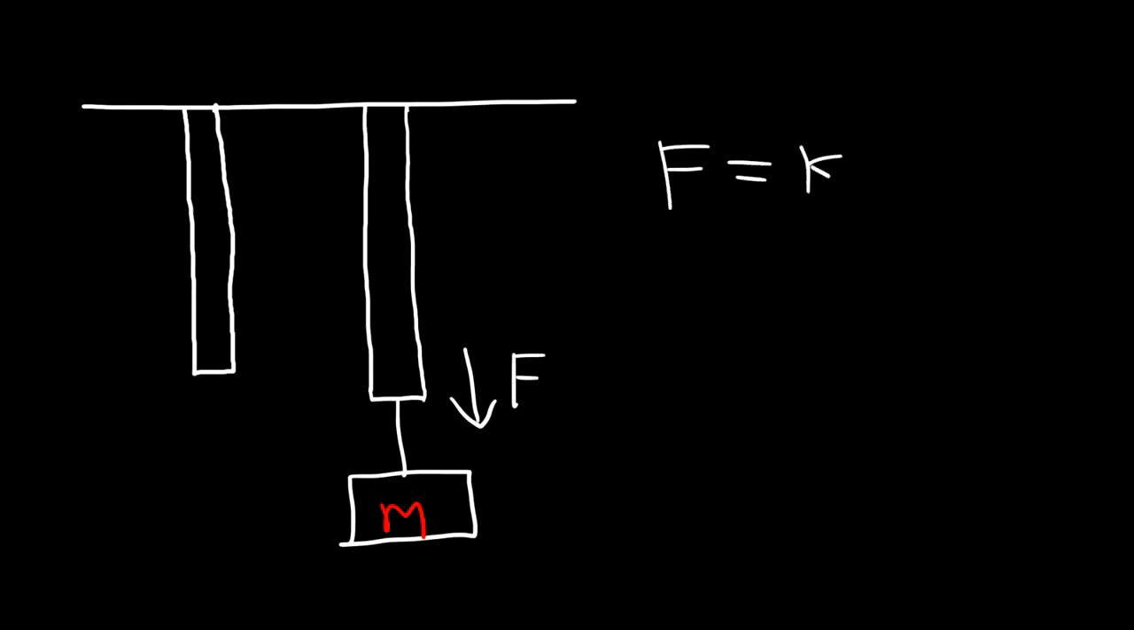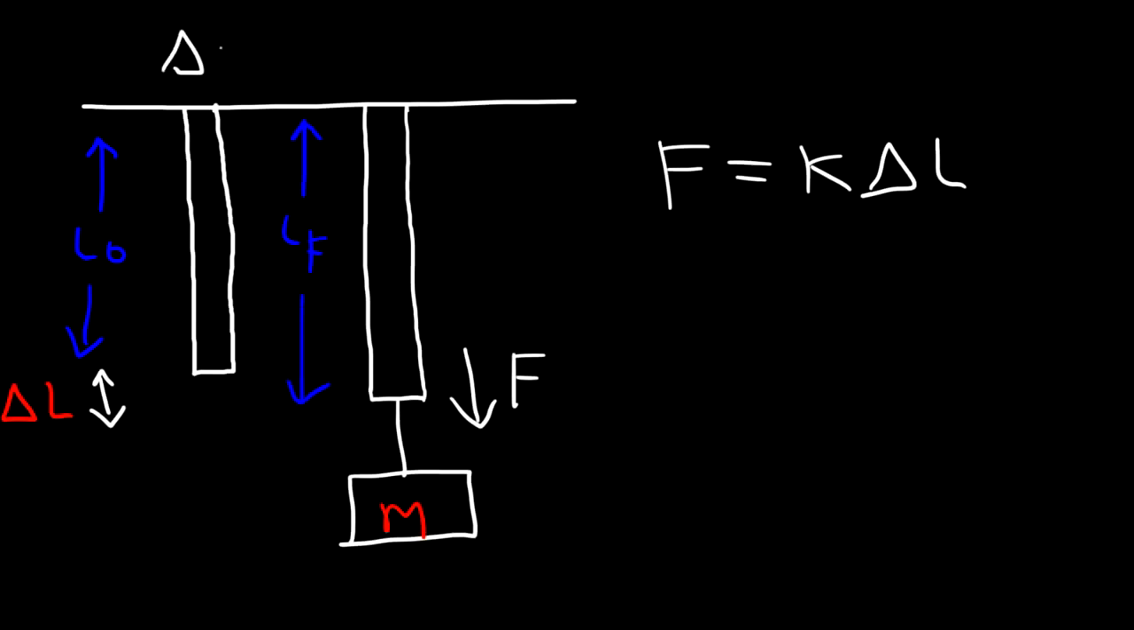So here we have a mass hanging on it, and the downward force is equal to the weight force of that mass. Now Hooke's law states that the force is proportional to the change in length of the solid. The change in length is the difference between the original length of the solid, which is L0, and the final length of the solid. So delta L is L final minus L initial.